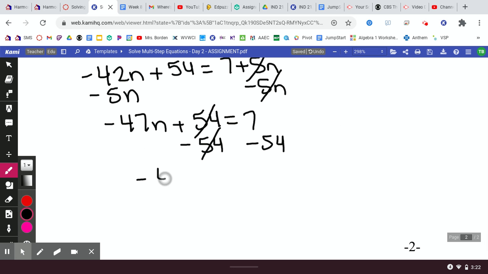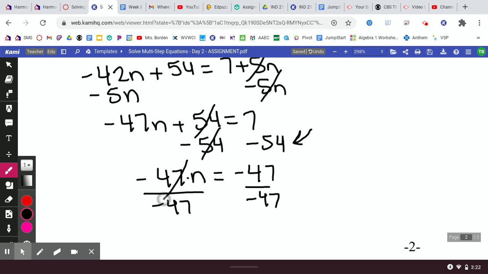That's gone, and I get negative 47n. And then positive 7 and negative 54 is negative 47. 54 minus 7 is 47, and I always take the sign of the bigger number, and in this case 54 is bigger, so I'm going to carry that negative sign with me. And then last I'm going to divide off the numbers, so negative 47 and negative 47. That's gone, and I'm left with negative 47 divided by negative 47 is positive 1. Two negatives makes a positive, and anything divided by itself is 1.